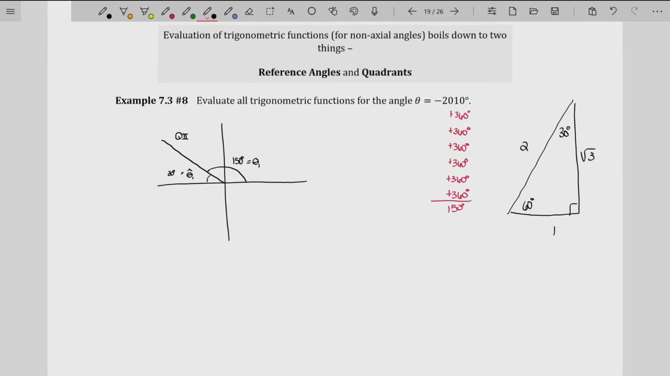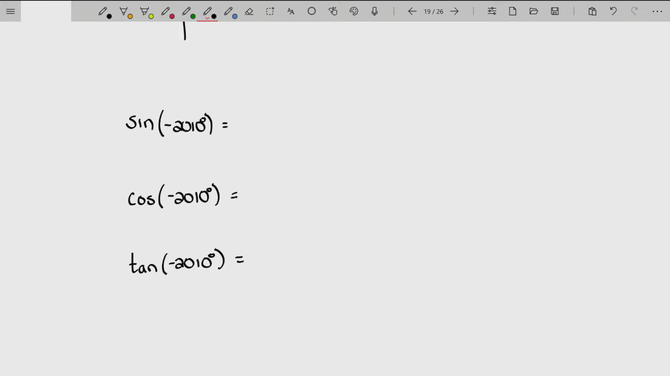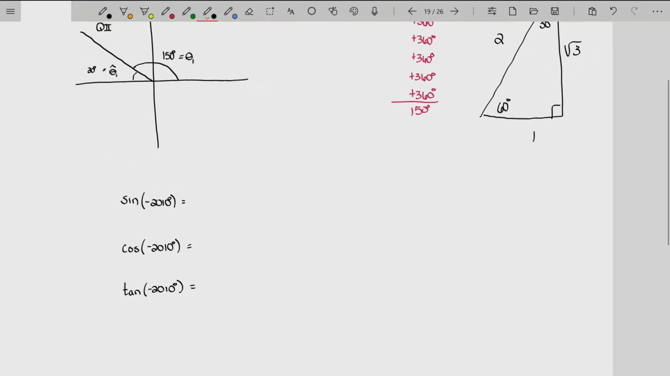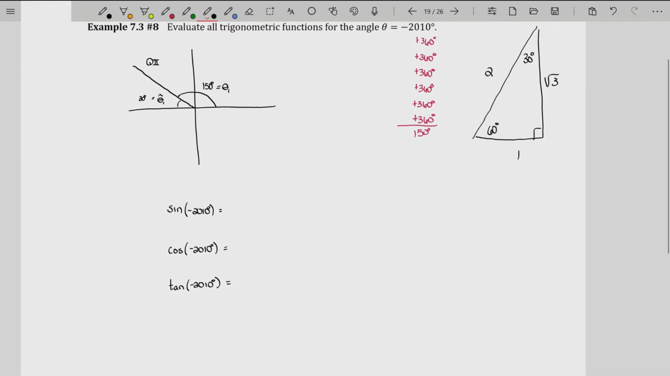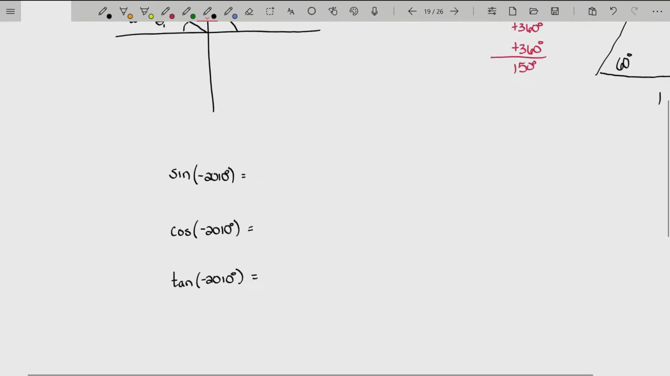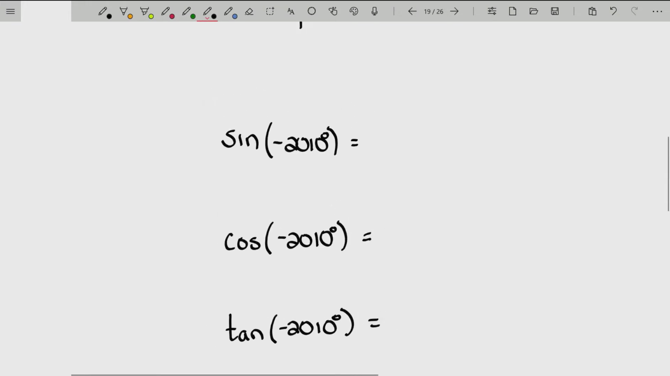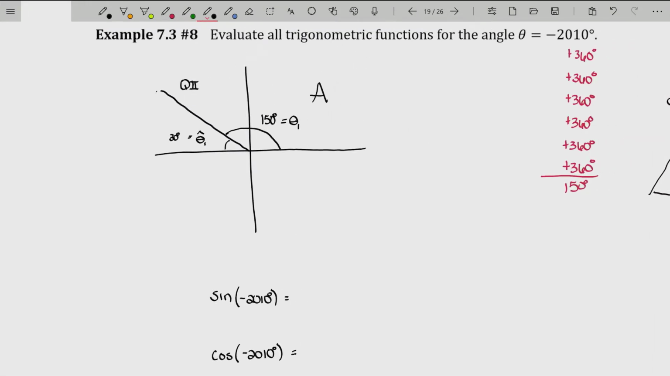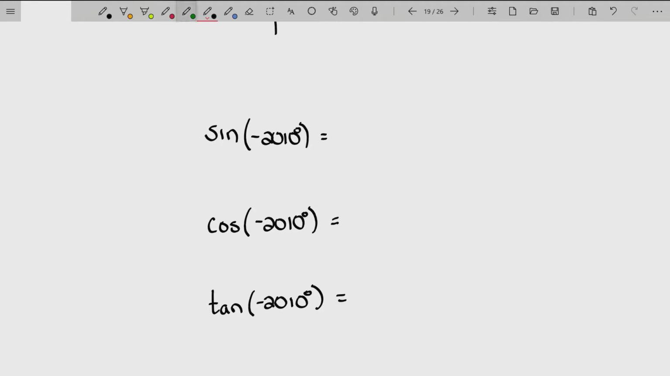And now I could just write out all of my trig functions here. Let's go ahead and write them right here. And this time I'm just going to stop with the sine, cosine, and tangent. I won't write the reciprocals because you get kind of tired of doing that. Our reference angle is 30 degrees, and we're also in quadrant 2. So in quadrant 2, all students take calculus, right? The sine is the only one that's positive of those 3. So I'll write the positive here. And the other 2 will be negative.